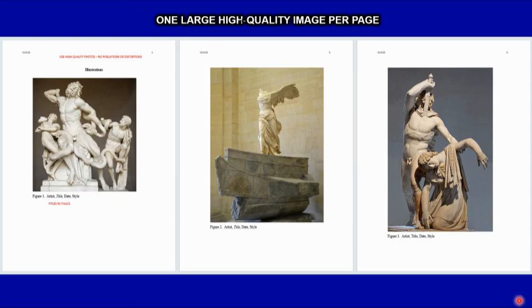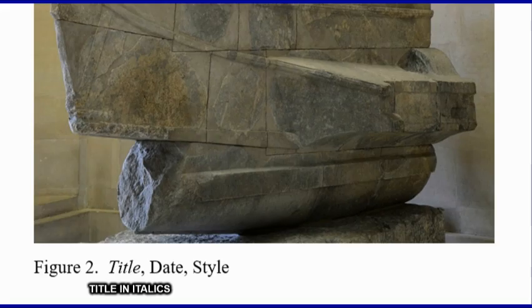And then just below it, you're going to write figure 1, figure 2, figure 3, whichever one it relates to in what you wrote. So when you're talking about an artwork and you labeled it figure 1, that picture should say figure 1. When you're talking about another artwork and you labeled it figure 2, that picture should say figure 2. Again, the title is in italics.